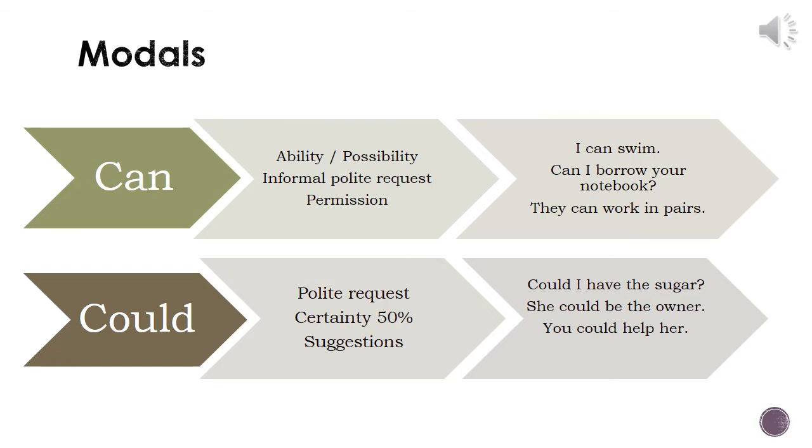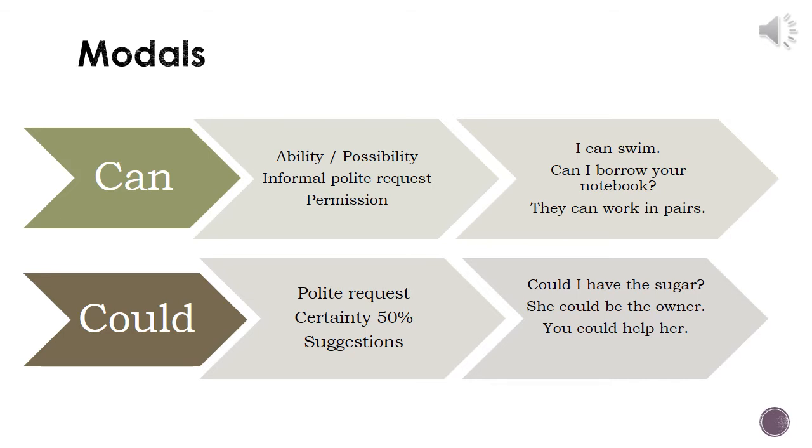Podría llover. Informal polite request: can I borrow your notebook? And also for permission, for example, they can work in pairs. Ellos pueden trabajar en parejas. Could is the past tense of can and is used for polite request, and also when we have a certainty of 50% possibility that something will happen, and for suggestions.